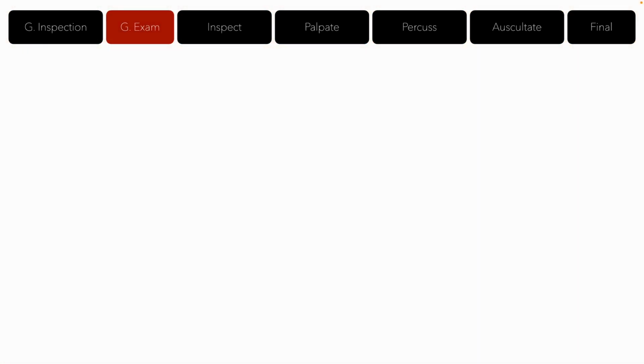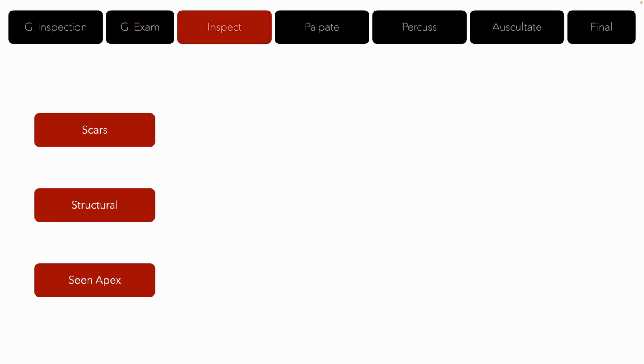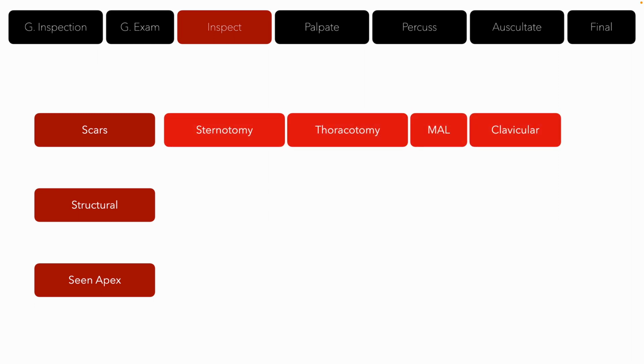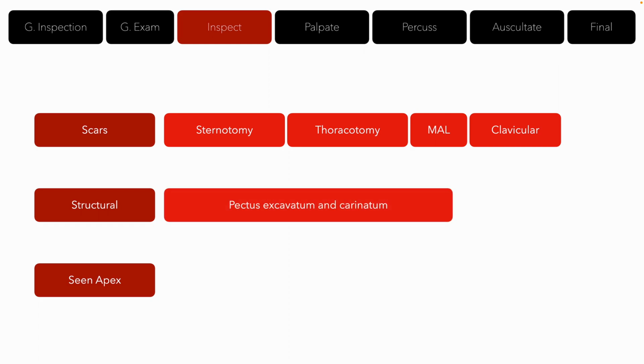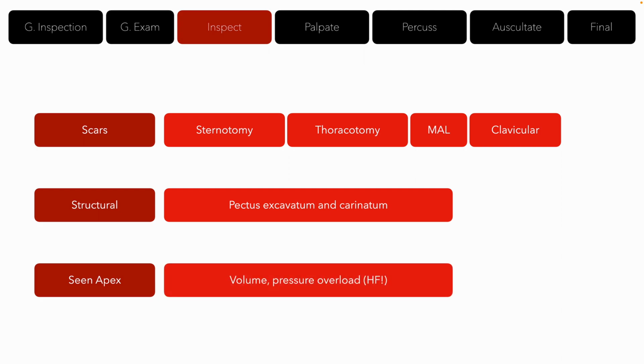So, if we move on to the general exam now, well, we've done the general exam, let's move on to inspection. So look at the 3 S's for inspection. I'm looking for any scars, any structural changes, and if I can see the apex beat pounding away. The scars I'm going to mention are your sternotomy in the midline, thoracotomy to the side, clavicular up top, and the mid-axillary scars. I'll explain what I mean in a minute. Pectus is excavatum or carinatum. We'll come to that. And then the apex is throbbing because of volume or pressure overloads.